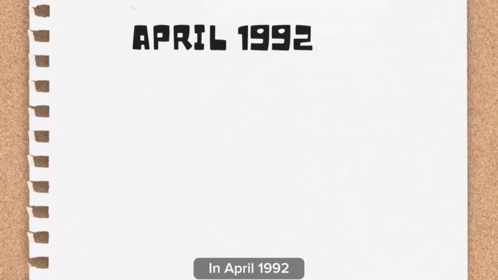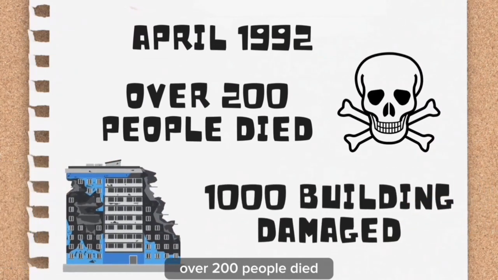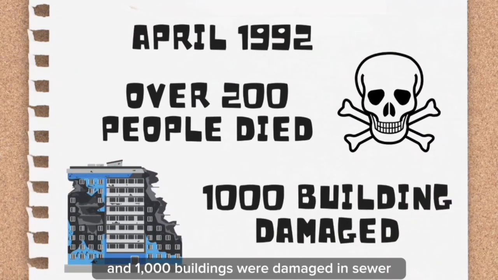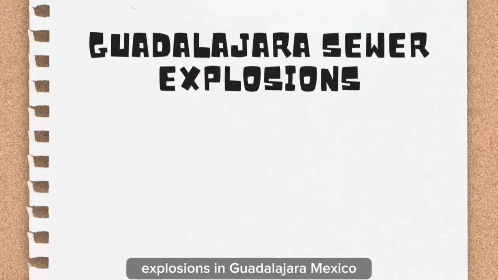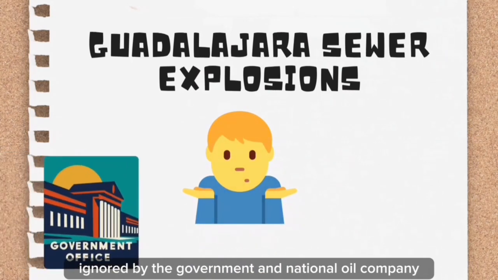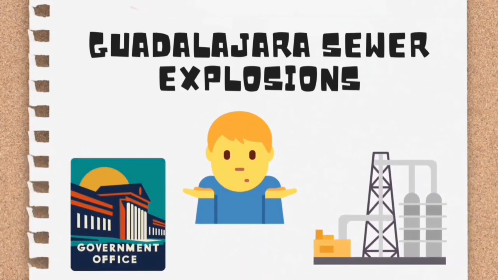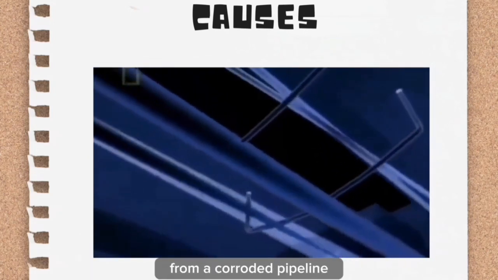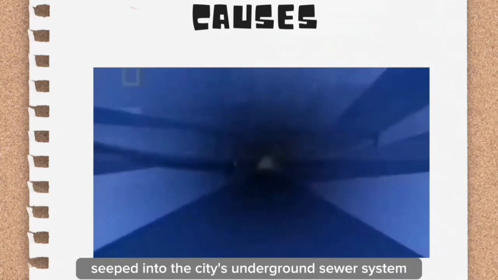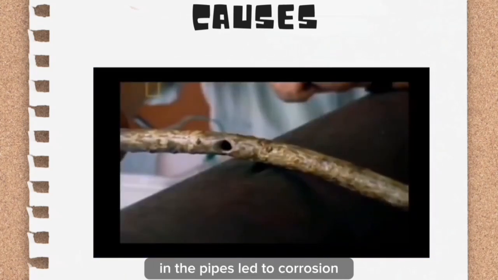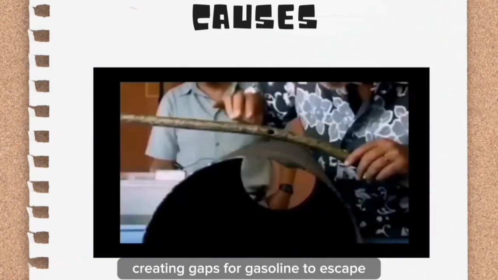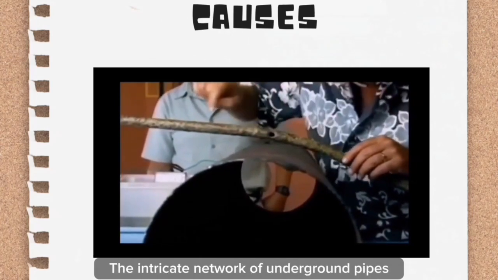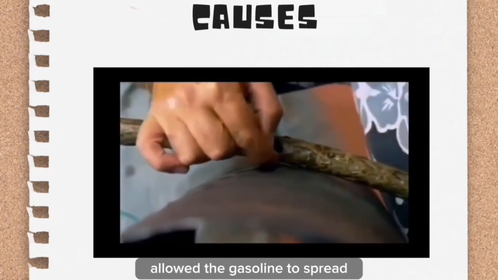In April 1992, over 200 people died, and 1,000 buildings were damaged in sewer explosions in Guadalajara, Mexico. The blasts were caused by a gas leak, ignored by the government and National Oil Company. The tragic explosions unfolded as leaking gasoline from a corroded pipeline seeped into the city's underground sewer system. The presence of different metals in the pipes led to corrosion, creating gaps for gasoline to escape. The intricate network of underground pipes allowed the gasoline to spread.